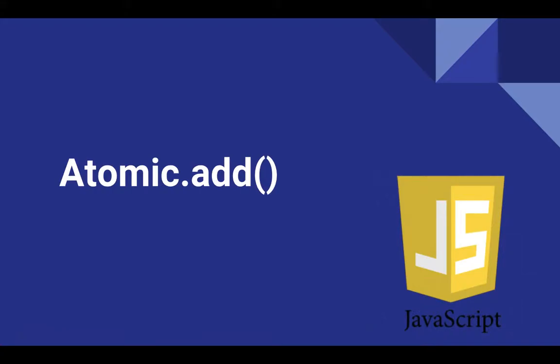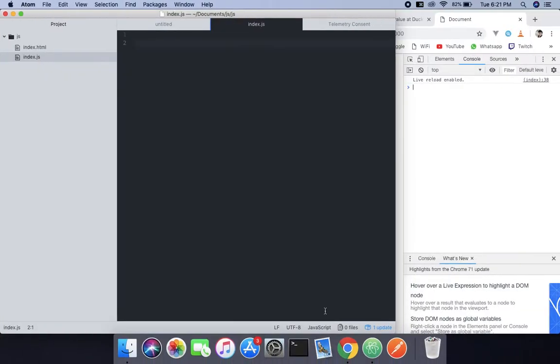Now we're going to learn about Atomics.add and what it does. The static Atomics.add method adds a given value at a given position in the array and returns the old value at that position. This means the atomic operation guarantees that no other writes happen until the modified value is written back. Let me show you an example.